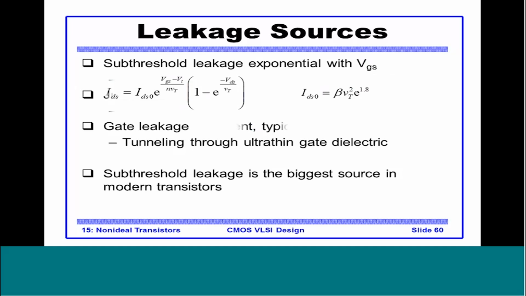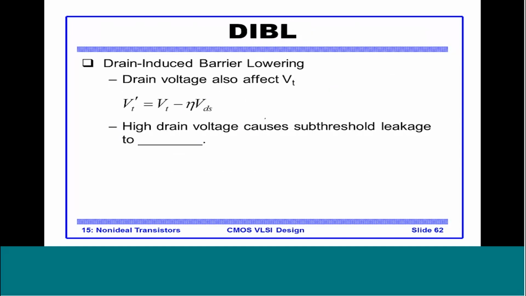Right. So there's one more factor called drain induced barrier lowering, which says that the drain voltage also affects VT. So we saw VT being affected by the voltage difference between source and bulk. In this effect, the drain voltage also affects VT. So VT is VT minus eta VDS. This means that high drain voltage causes subthreshold leakage to increase.